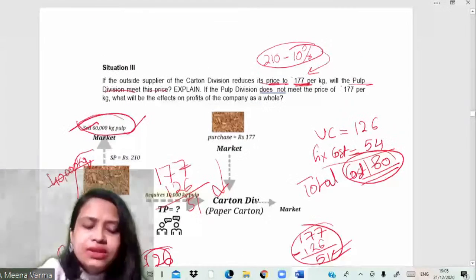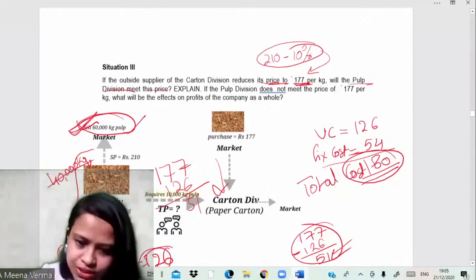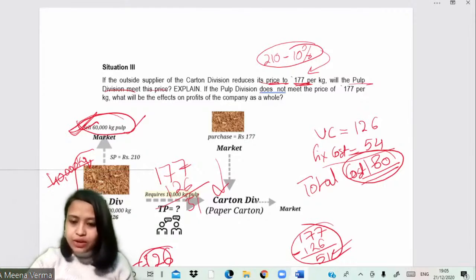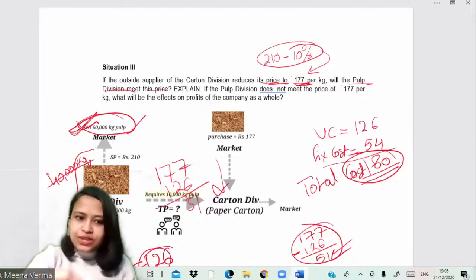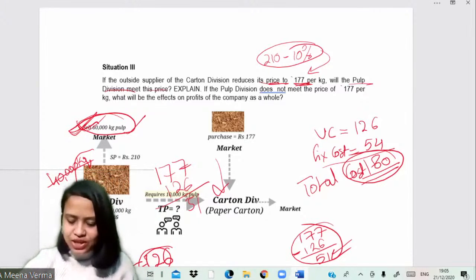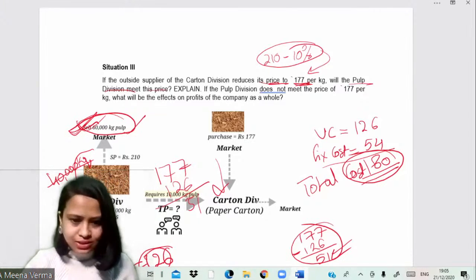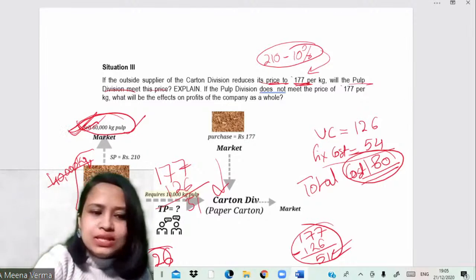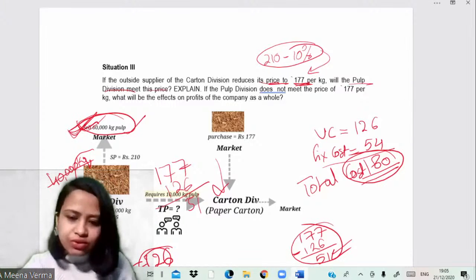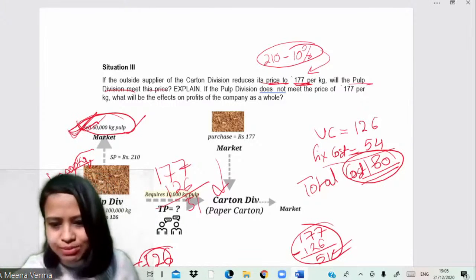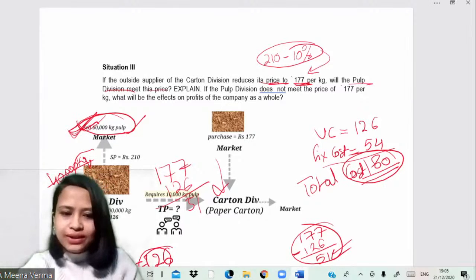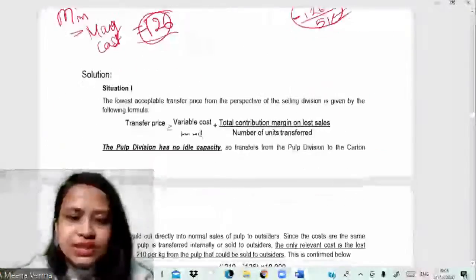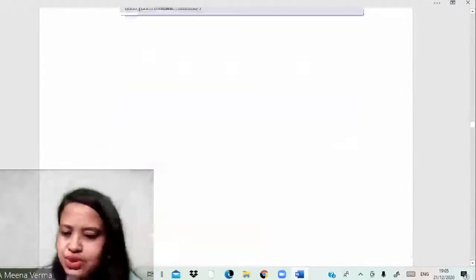We have considered here that the external demand is 60,000. Since it is not mentioned in the situation, you can write a note in the solution that you are considering the external demand as 60,000 kg, and accordingly you are writing the answer. Otherwise, you have the option to write the answer in two ways. You can consider the external demand as 1 lakh and write the answer, then consider the external demand as 60,000 kg and write the answer accordingly. Now let us proceed. Let us do the next question.